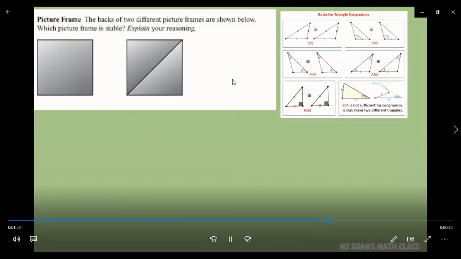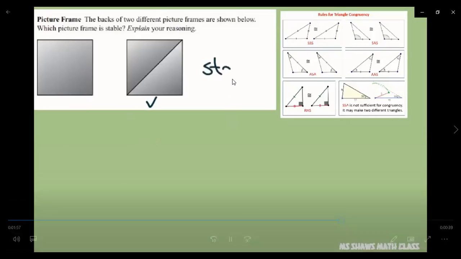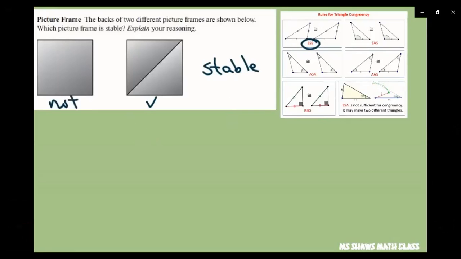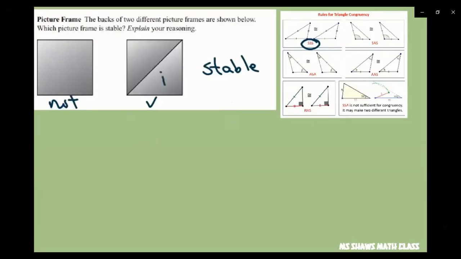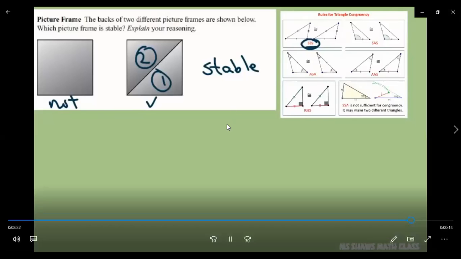So based on what we just did, this picture frame is stable by your side postulate. This one's not. So the second picture has the break in the sides to form triangles. We have 2 triangles which cannot change, and that's by your side congruence postulate.